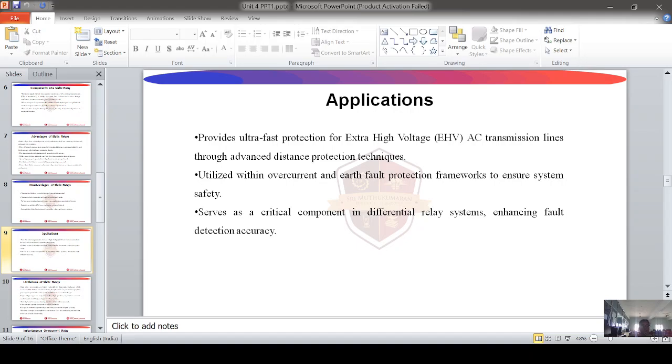Applications of static relays. Static relays are used in EHV AC transmission line protection through advanced distance protection techniques. They are applied in overcurrent and earth fault protection. They are also used in differential protection schemes, and these relays ensure system safety and reliability.